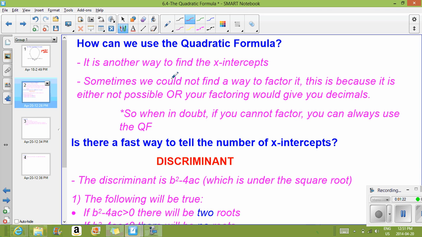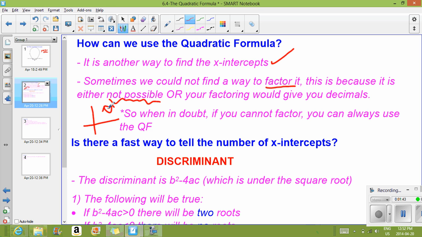So I mentioned already that it's a way of finding the x-intercepts. So we already did this in the previous section where we were able to factor it. But what if you cannot factor it? Which we've had those situations. The reason you cannot factor it is because either it's not possible to factor it, meaning it will not find x-intercepts, so your graph would look something like this.